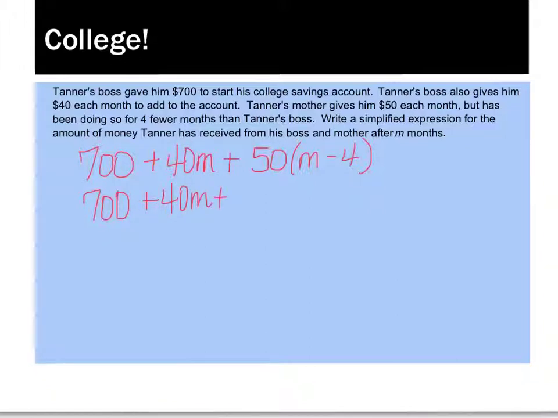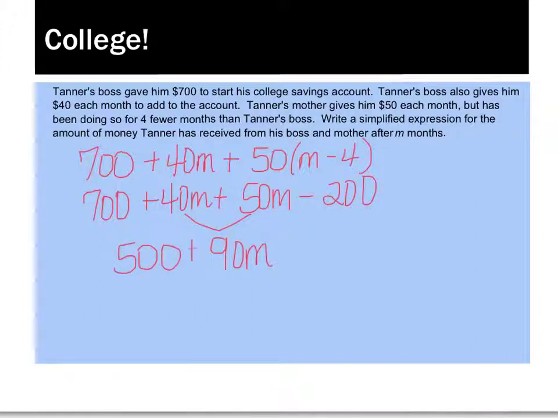So if you go ahead and simplify this, we would have 700 plus 40M, and then we would distribute, so 50 times M would be 50M, and then 50 times negative 4 would be negative 200. Well, if we combine our like terms here, 40M and 50M is going to be 90M, and then if we take 700 minus 200, we get 500. So we would have 500 plus 90M would be the simplified expression for the amount of money Tanner has received from his boss and mother.